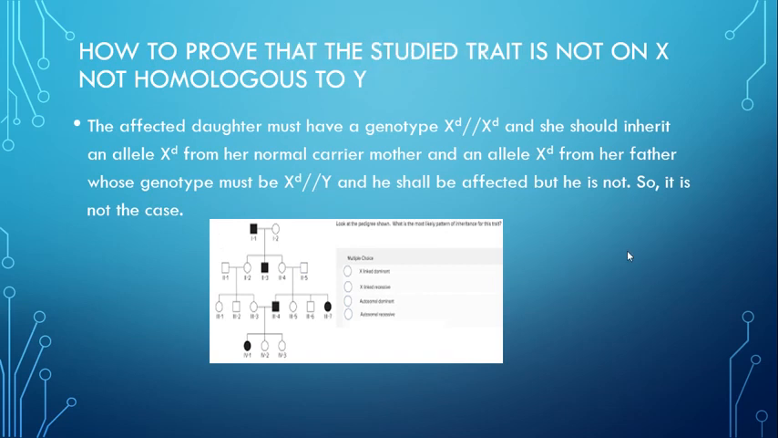So the affected daughter must have a genotype of XD XD. This is what we were discussing. And she should inherit an XD from her normal carrier mother and the other XD from her father, whose genotype is supposed to be XDY, and he shall be affected, but clearly he is not. So it's not the case. This is how we prove that the studied trait or gene is not located on the segment of X not homologous to Y.